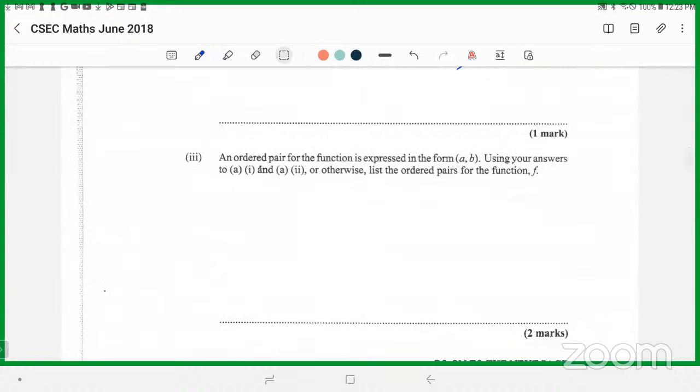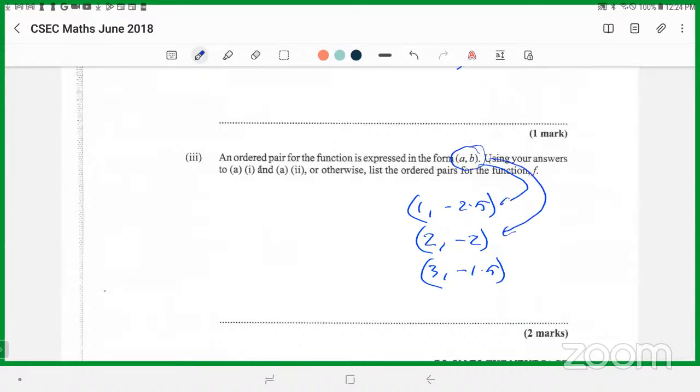This question is asking us for the pairs, 3 pairs. An ordered pair of a function is expressed like this. I've expressed all of them like that. That's how we express the pairs all the time, like the coordinates of a point. It says using your answer in part A, 1 and 2, or otherwise we have to work out the 3rd one. It says list the ordered pairs of the function. See them here, 1, 2, 3. 3 ordered pairs.